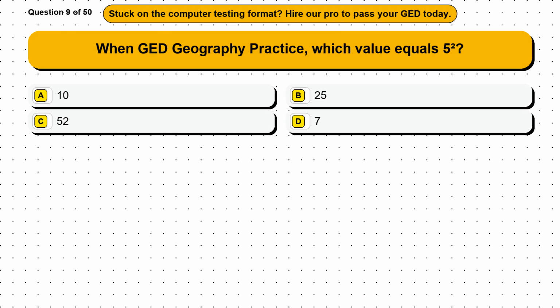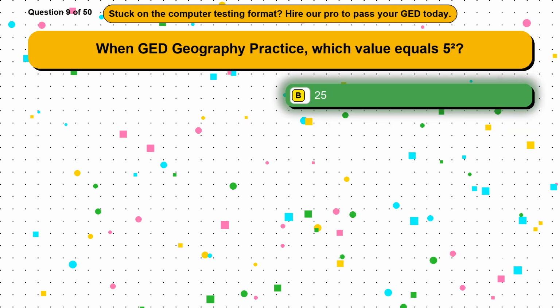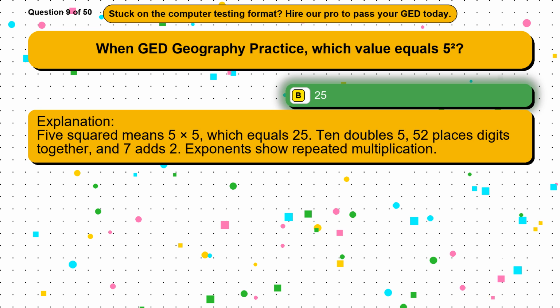Question 9. When GED Geography Practice, which value equals 5 superscript 2? Option A 10. Option B 25. Option C 52. Option D 7. The correct answer is option B. 25. 5 squared means 5 times 5, which equals 25.